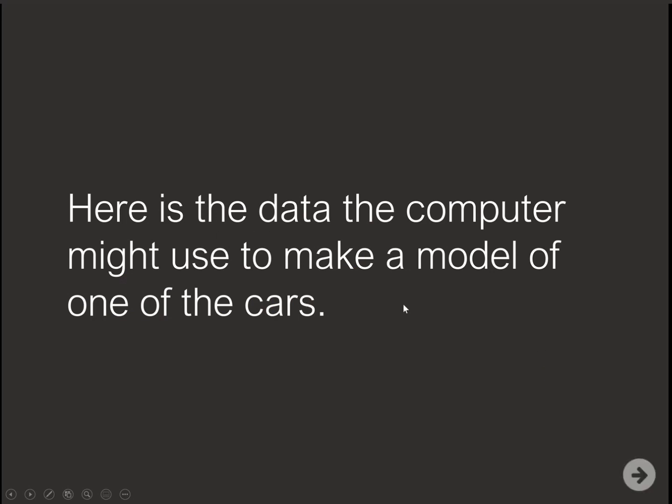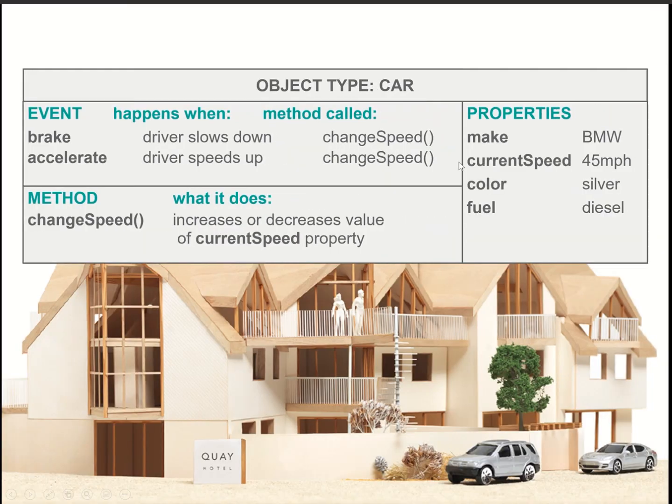Here we talk about cars as well. Another example is the car, and we put all the things together here. So we have properties: make is BMW, the current speed is 45 miles per hour, color is silver, fuel is diesel. And for the method events, we can brake and we can accelerate.